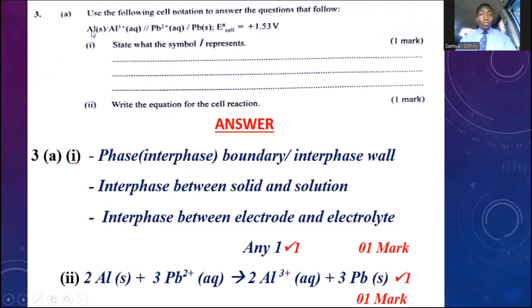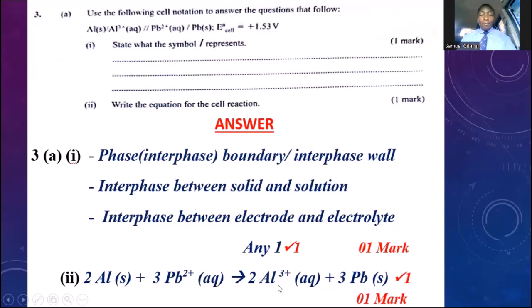Now, if we want to write the equation, it is aluminium on the left hand side, reacting with lead 2 ions to give us aluminium ions and lead metal. All you need to do is to balance. You may look at it and think it is balanced, but the charges have to balance. Over here we have 2 positive. On this side we have 3 positive. So we balance the charges. Make them 6 by multiplying by 3. Make them 6 by multiplying by 2 on this side.